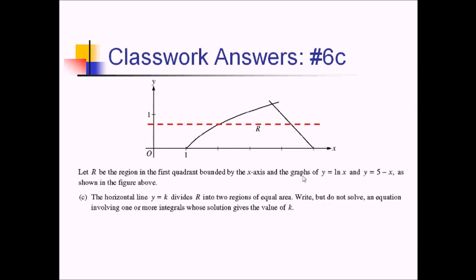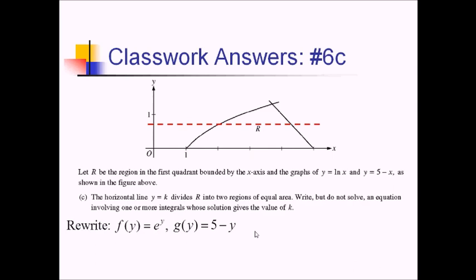But to do that, I have to rewrite these functions as functions of y. So for this first one here, I'm just going to raise e to both sides, and I can write x equals e to the y, or f of y equals e to the y. For this other one, I'm just going to subtract y and add x to the other side. So this is going to be g of y equals 5 minus y.